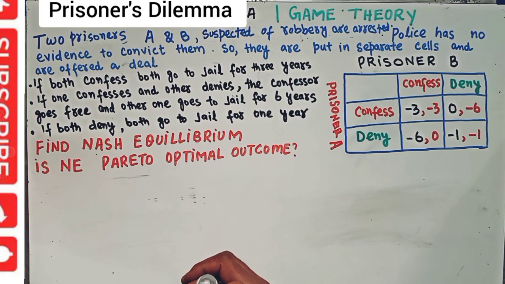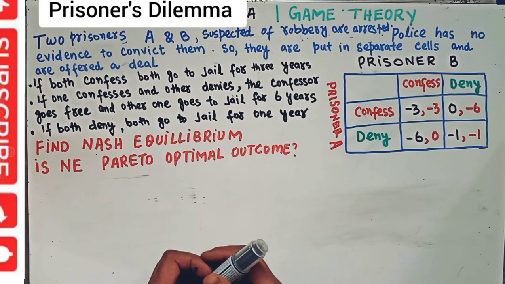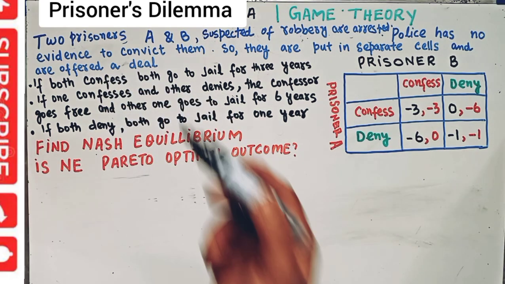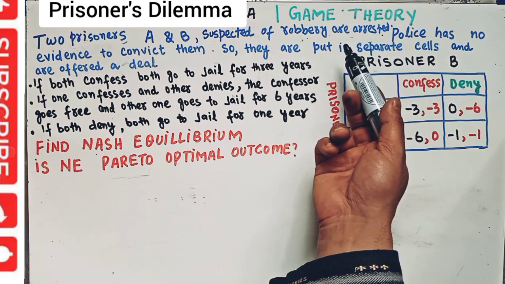In this video, we will learn about the prisoner's dilemma in game theory and how to find out the Nash equilibrium, and whether the Nash equilibrium is a Pareto optimal outcome in this case or not. Suppose two persons A and B, suspected of robbery, are arrested.